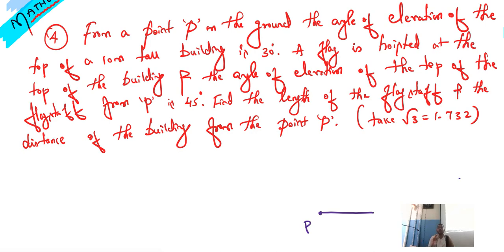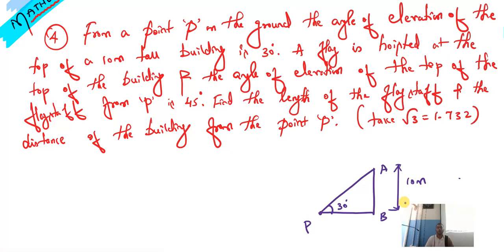Where is it happening? On the top of a 10-meter tall building. It means here we have a 10-meter tall building. Let me say AB is a 10-meter tall building. So from point P, angle of elevation is happening. What is this angle of elevation? That is 30 degree. I hope you have understood the question now. We have a 10-meter tall building. I am standing here. I am seeing the top of the building. The angle of elevation is found to be 30 degree.